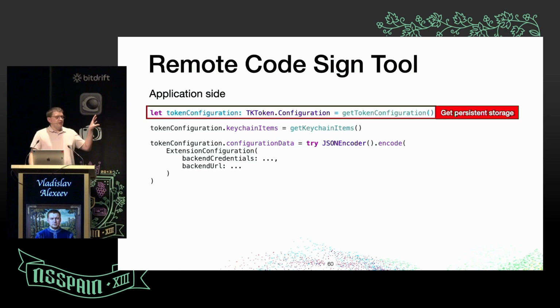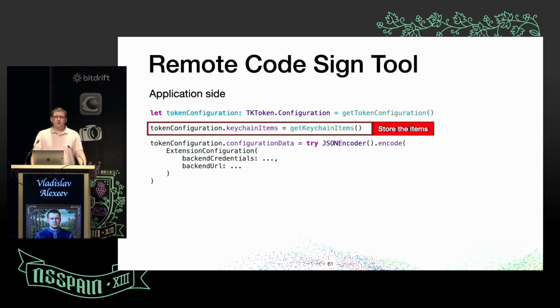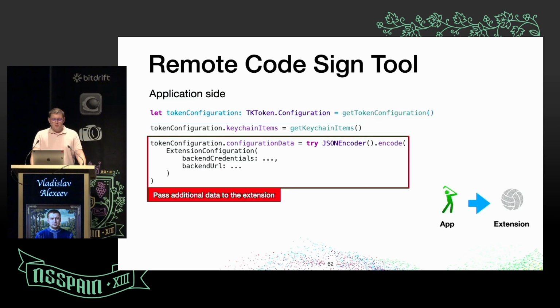You can think of this as the main function of the application. Essentially, there are 3 things the app should be able to do. First is get the persistent storage, then store these promises, and then pass some additional information to the extension, because the extension lives completely independently from the app. The app doesn't start the extension. The system starts the extension.